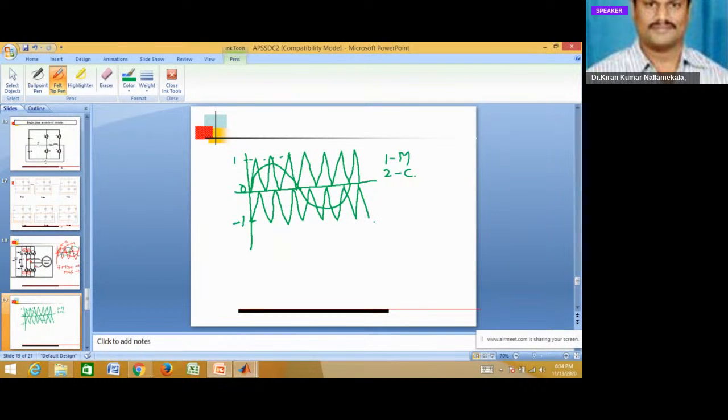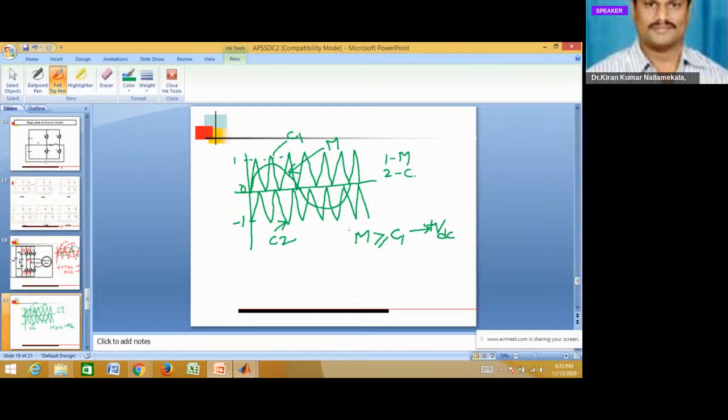Before going into the logic, let us see how we generate the gating signal. I'll take one carrier signal as C1, the other carrier signal as C2, and the modulating signal as M. Suppose M is greater than or equal to C1, then I will generate one gating pulse that is equal to plus VDC.